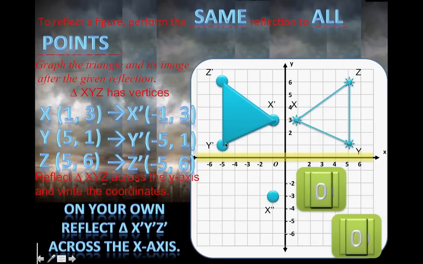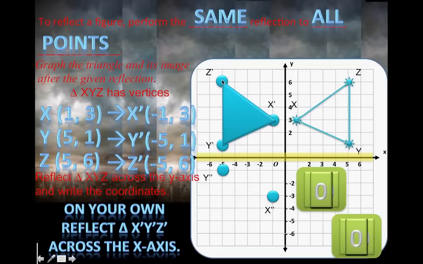We're going to do the same thing for Y prime here. We're going to flip it across the X-axis. So we count just 1 space down, and we're already on the axis. And we count one more space down to make Y double prime, which should be right here. Y double prime. Make sure you're labeling these correctly.